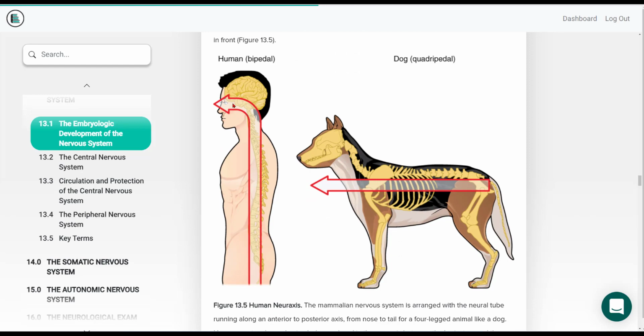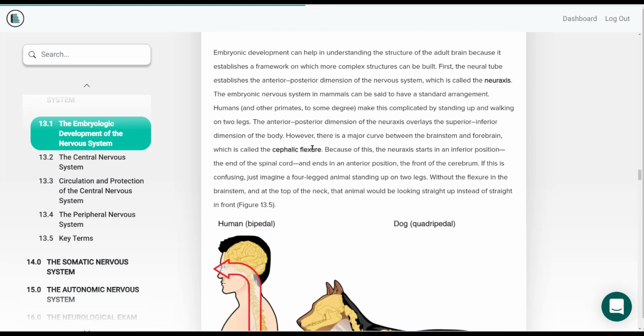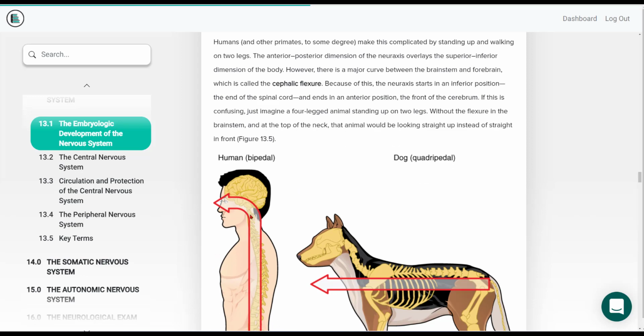As you take a look at the arrangement of the brain and the spinal cord, you can see that there is quite a flexion, a turn here in the directionality of information, and that's important. If we had the same straight arrangement as four-legged animals, we'd be looking straight up, wouldn't we? So we have what's called the cephalic flexure, which is basically a turn in the overall nervous system. As we come up the spinal cord, we are then looking forward, of course.